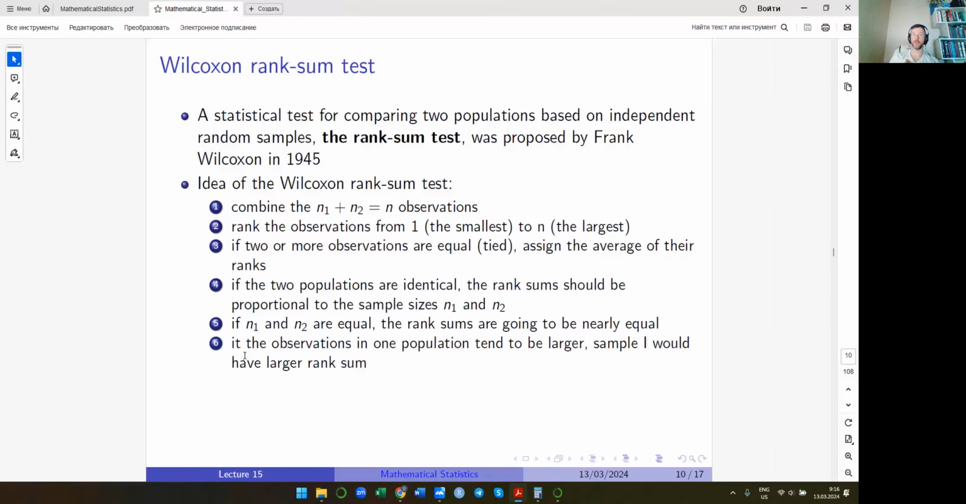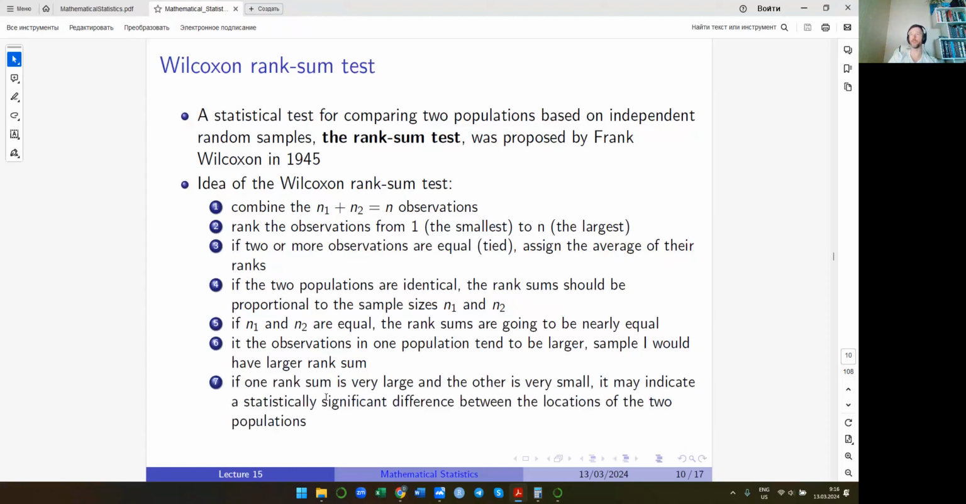So for example, if n1 and n2 are equal, the rank sums are going to be nearly equal. And if the observations in one population tend to be larger, so if there is a shift between the two distributions, for example sample 1 would have a larger rank sum. In this case, this is enough evidence to claim that the distributions are not identical. If one rank sum is very large and the other is very small, it may indicate a statistically significant difference between the locations of the two populations.